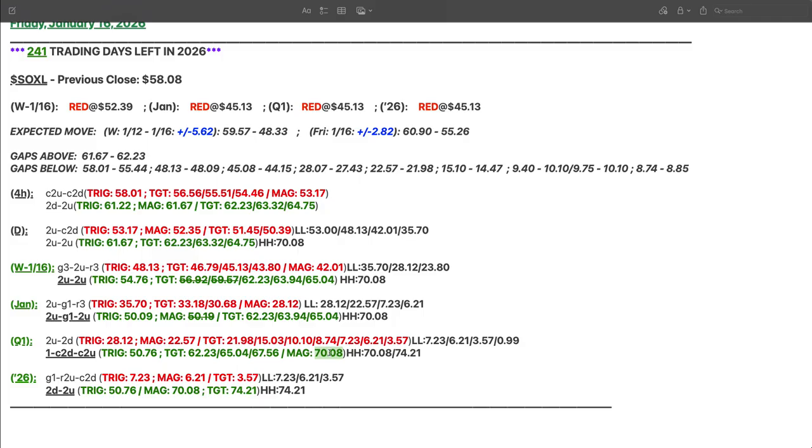And the magnitude for that move is 70.08. Again, long ways to go. So we've got the gap close as well as a couple other intermediate targets on the way up to that level, but looks like we should be there pretty soon if we continue this run. And on the year, we triggered the 2 down, 2 up at 50.76. Again, that magnitude being 70.08. If we get past that, then we're looking at all-time highs. The next target 74.21, and after that is blue sky territory. So we just would have to manage it from there. So that's what we have for today's triggers and targets and charts.